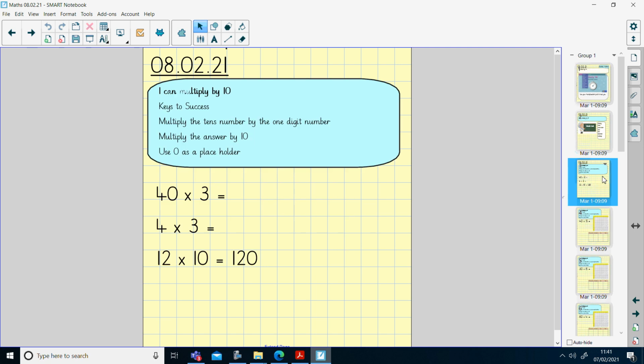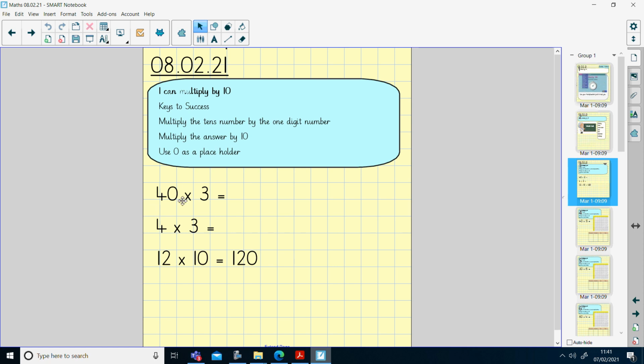So this is the first lesson in a series of multiplication lessons. We're going to be multiplying by 10 today. We're going to be looking at partitioning later in the week, and we're going to build up to looking at column multiplication, and then our final day will be about solving problems using the different methods that we've learnt this week.